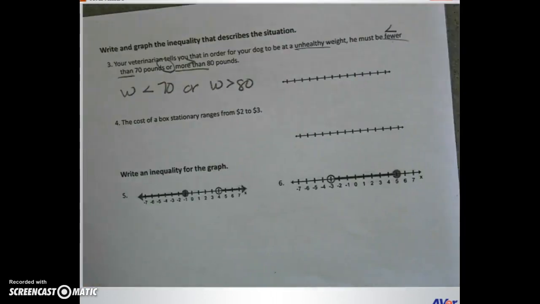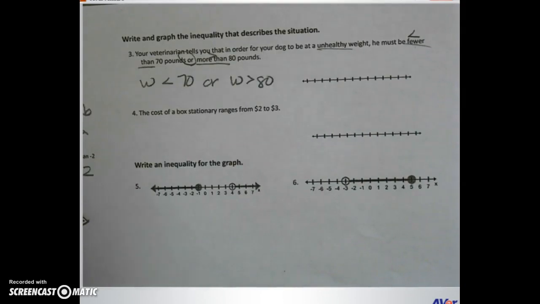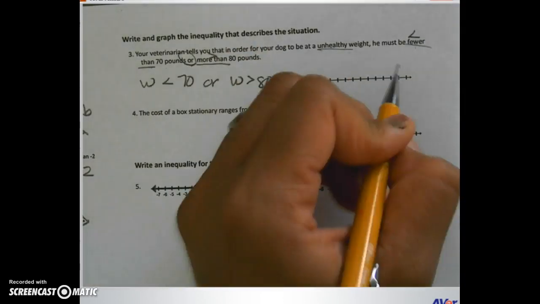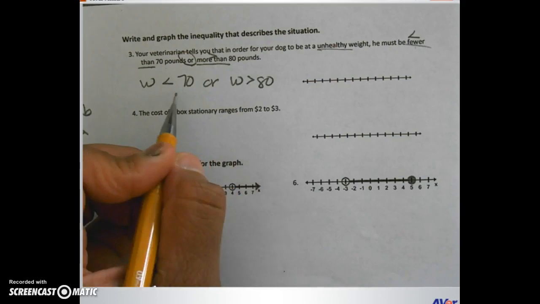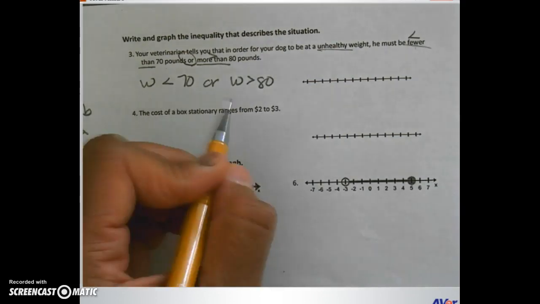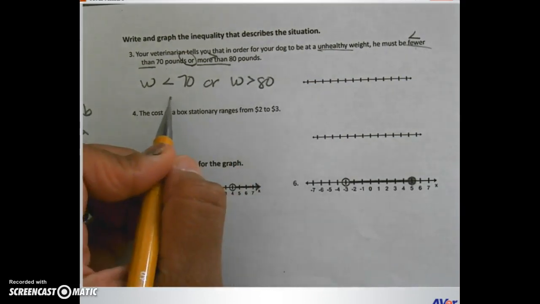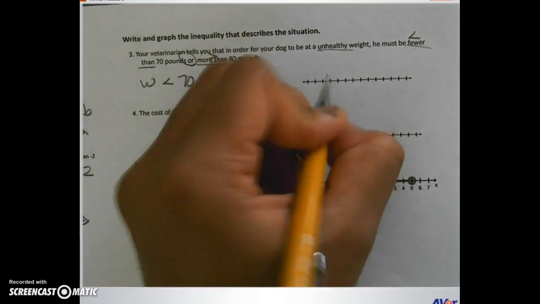Those are your two different possibilities. Fewer than means it's just less than, it's not equal to. He can be 70 pounds and he's fine. He could be 80 pounds and he's fine. But if he's less than 70 or bigger than 80, we have a problem.